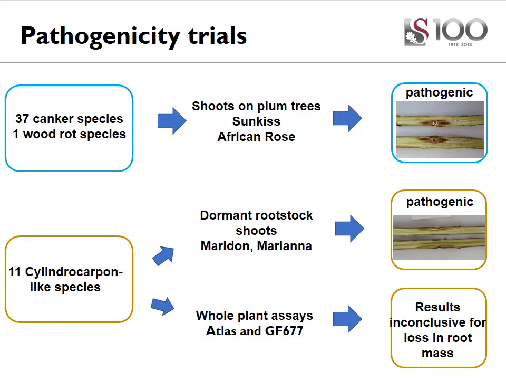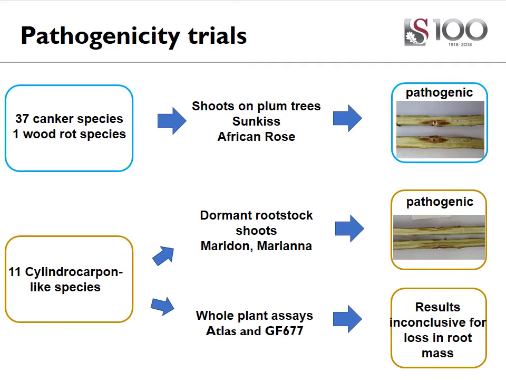The cylindrocarpon-like species, 11 of them, were tested in 2 ways. Firstly, by wound inoculating dormant shoots of 2 rootstock cultivars, Marianna and Mariana. And these inoculated rootstock shoots were evaluated in the same way, measuring the lesion lengths. All of the species showed to be pathogenic in comparison with the agar inoculated control.